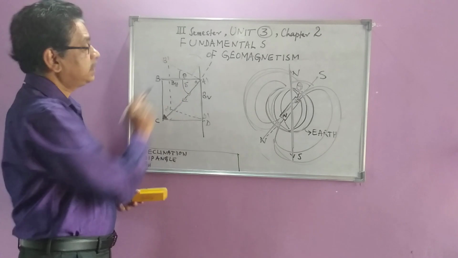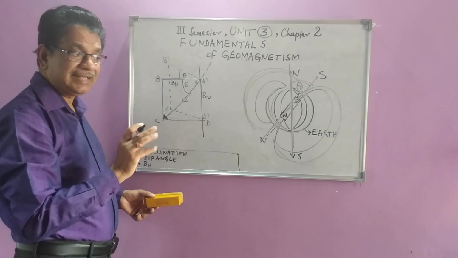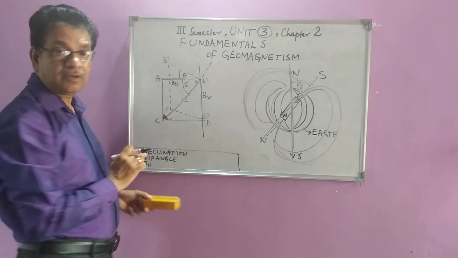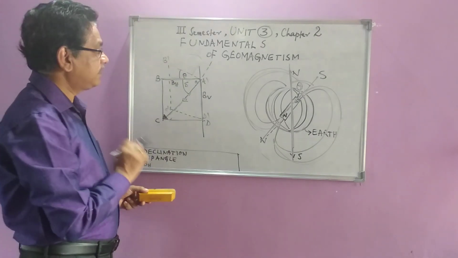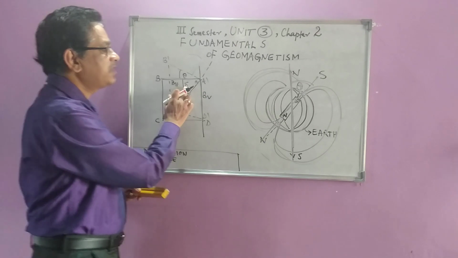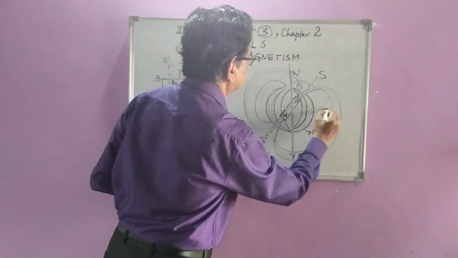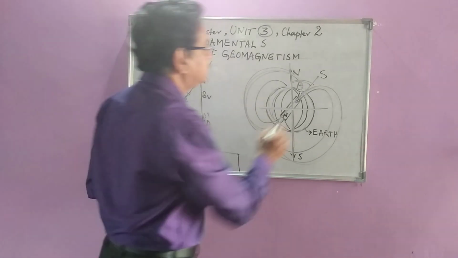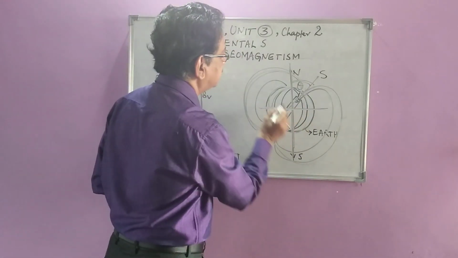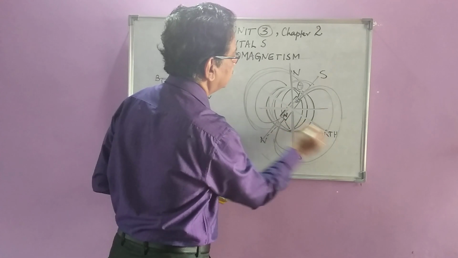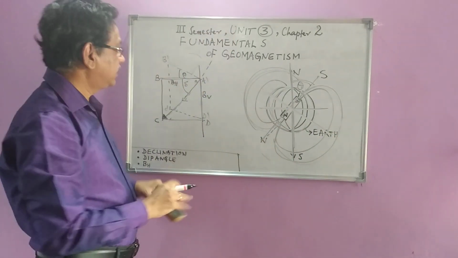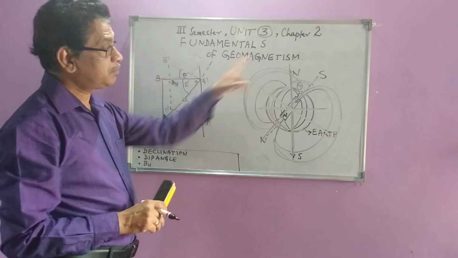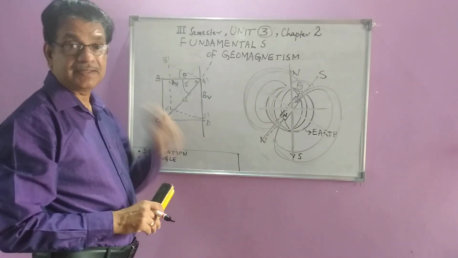Now this theta varies from place to place on the Earth. As this varies, delta will also vary. Now delta, if you measure at the equator, at the geomagnetic equator, see, this is the geographic equator, and this is the geomagnetic equator. At the geomagnetic equator, the value of delta will be 0. If you go to the poles, the delta value will be 90 degrees.